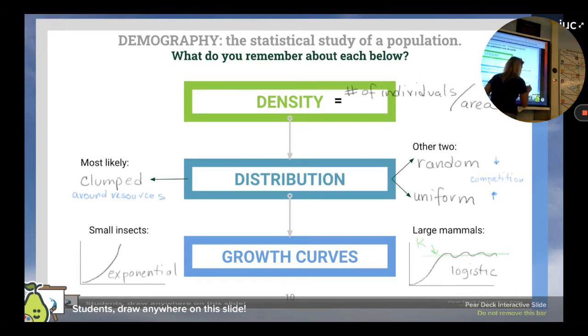Whereas this one, it's just R times N. And what is N? N is the size of your population. And what is R equal to? Yes, it's your rate of growth, and it will be your birth rate minus your death rate. Easy peasy lemon squeezy?